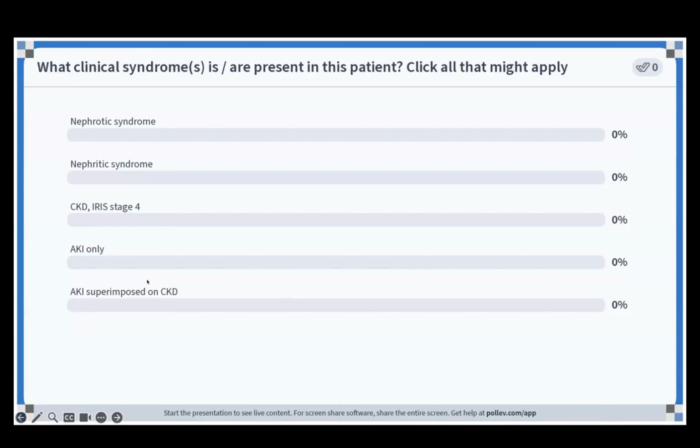And then eventually, probably what happened with this cat is that she had an AKI event superimposed on her stage 1 CKD. So I would have answered this question that she's both an AKI superimposed on CKD and she has evidence of a nephritic pattern. Do other clinicians agree with that? I'm going to stop sharing this.